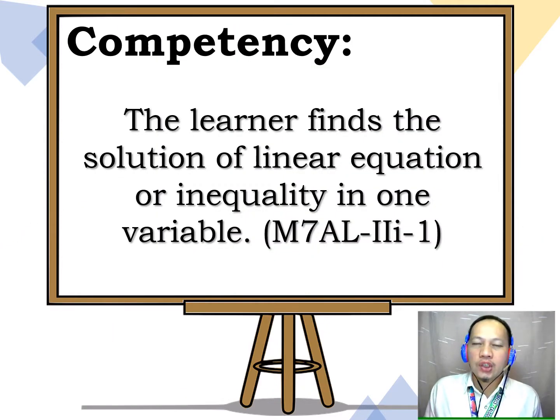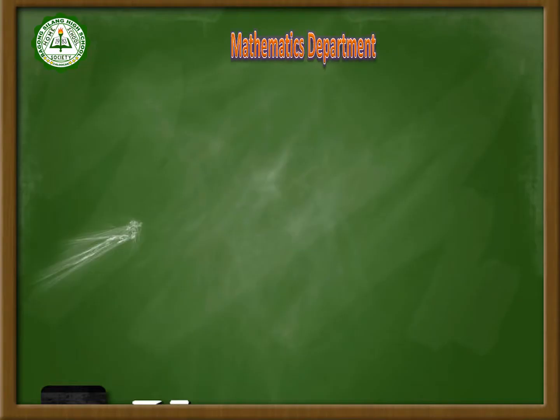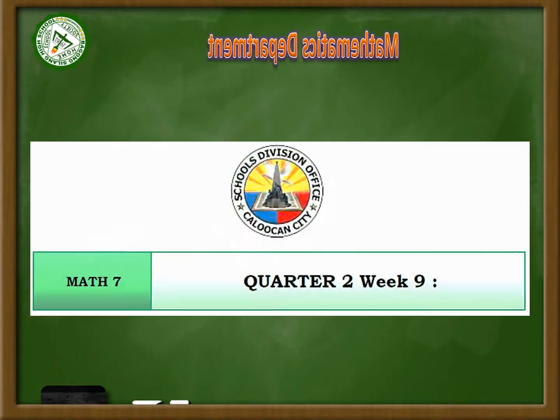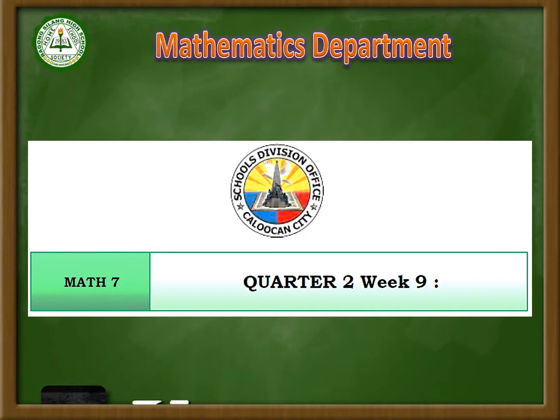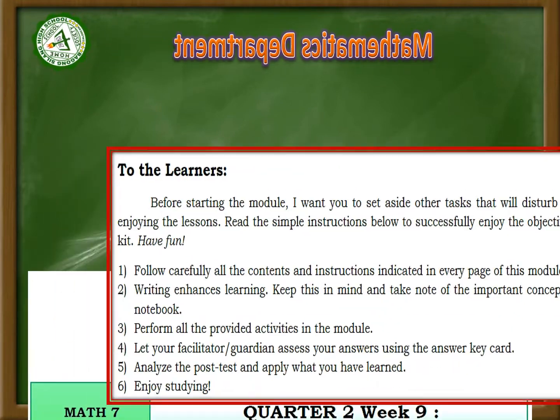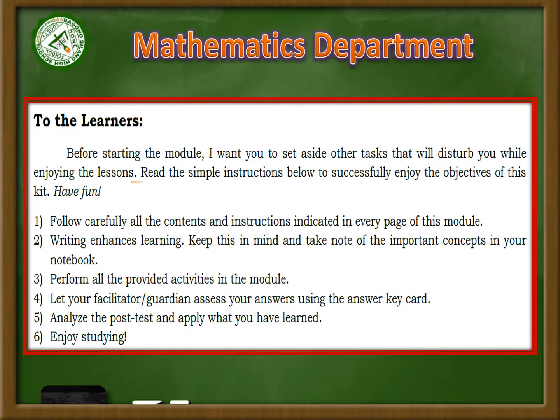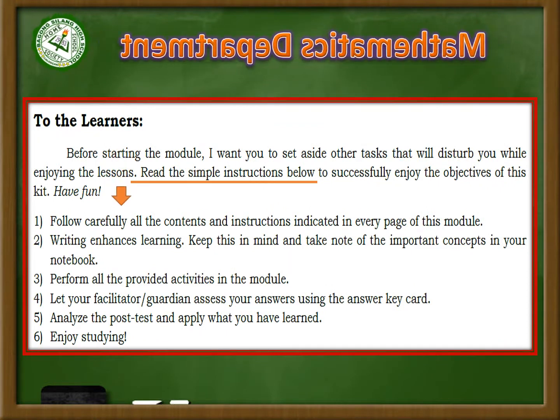For this lesson, here is our most essential learning competency. The learner finds the solution of linear equation or inequality in one variable. This is in connection with your Quarter 2, Week 9 module. To the learners, read the simple instructions below.